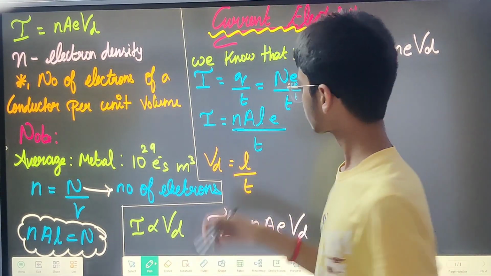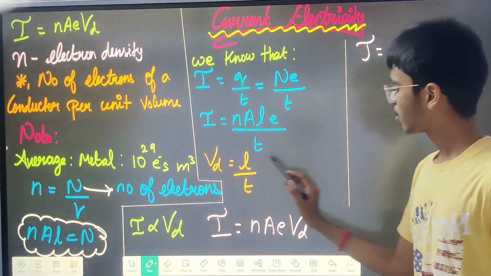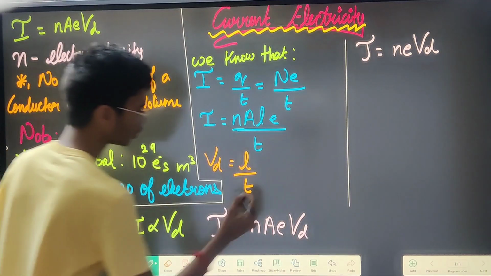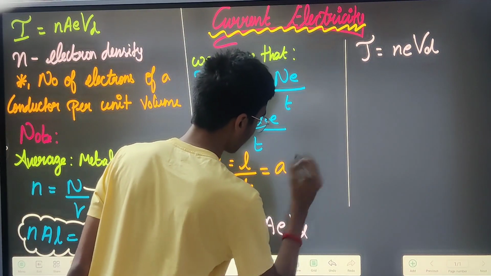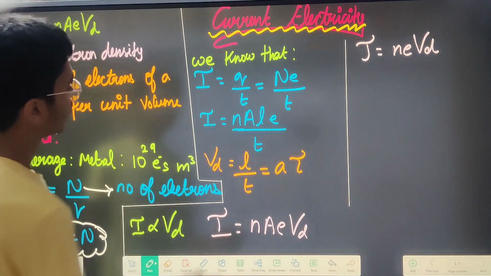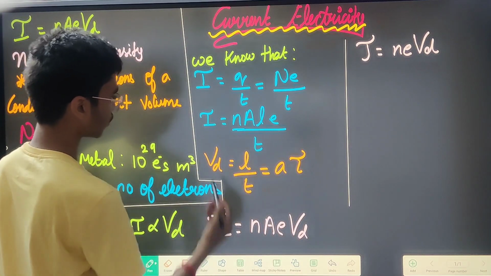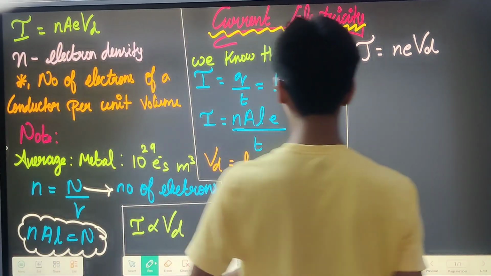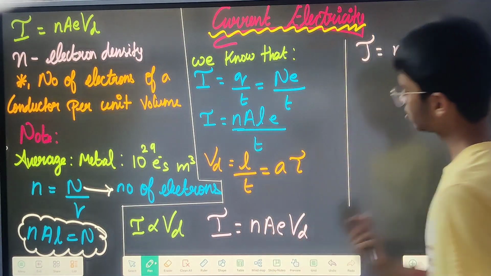We know that drift velocity is equal to length by time. Drift velocity is equal to length by time, which is equal to acceleration into tau. So length by time is equal to drift velocity, and I've just substituted drift velocity in that place. So I is equal to n A e times drift velocity.